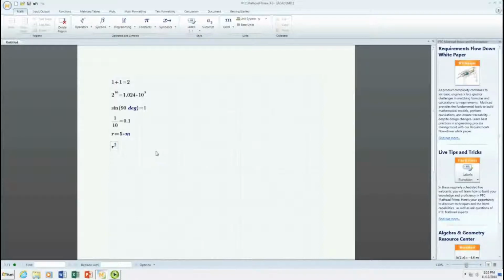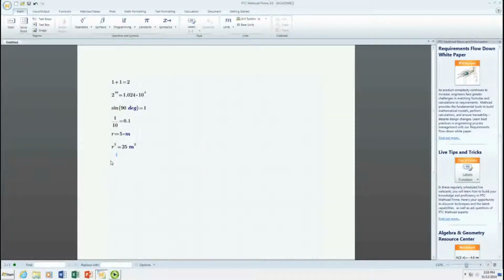Now r is a variable. It's now been defined. Yes, 25 meters squared. It did pick this m up as a unit, and by the way, it highlights things a little differently. It picked up DEG as degrees. So there's a little different highlighting.